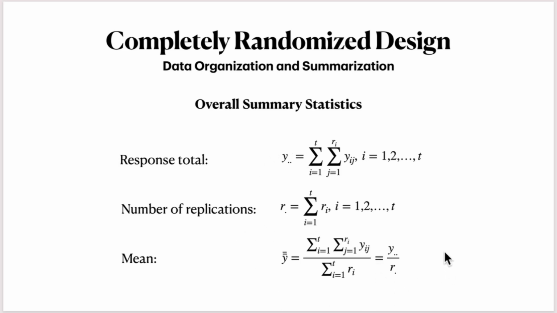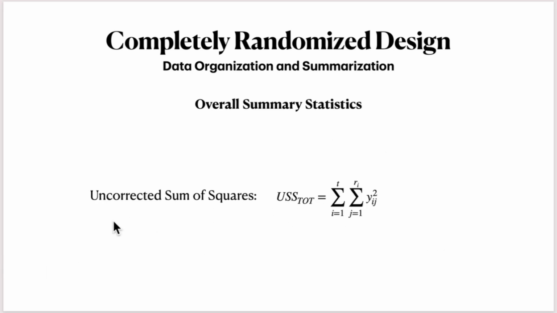This is really pretty standard notation that you see in experimental design books, and we're going to adhere to that. It just makes a lot of sense to do that. And then finally, for the overall combined sample, we will also need the uncorrected sum of squares, which I'll denote this way, USS sub TOT, the total uncorrected sum of squares. And again, that's just the sum of the squared values of the observations across all samples.